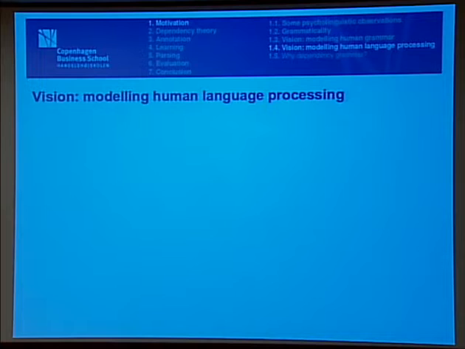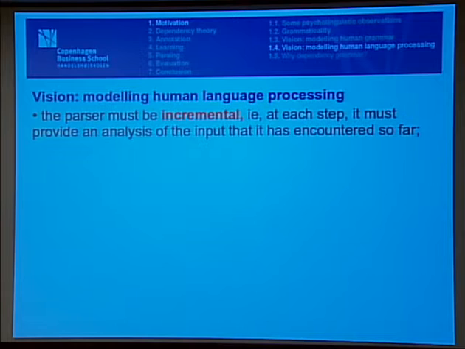So the second vision is about modeling human language processing. And here we would like to say that the parser should be incremental. That is, at every step, it must provide an analysis of the input that it has encountered so far. That's what humans do. And the basic intuition behind my work has been to model what humans do. I think this may be a shortcut to creating more efficient processing methods in the long run. I mean, at least it's an idea that's worth trying, and this is sort of the bet I've made in my research that something like this is possible. But of course, you never know.